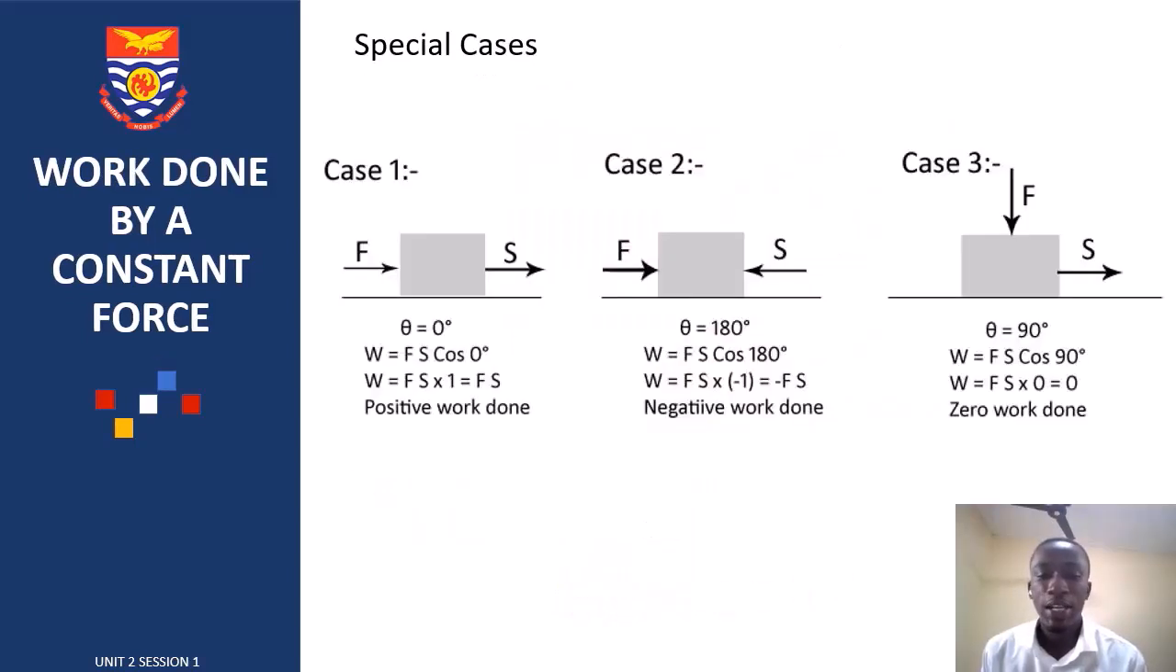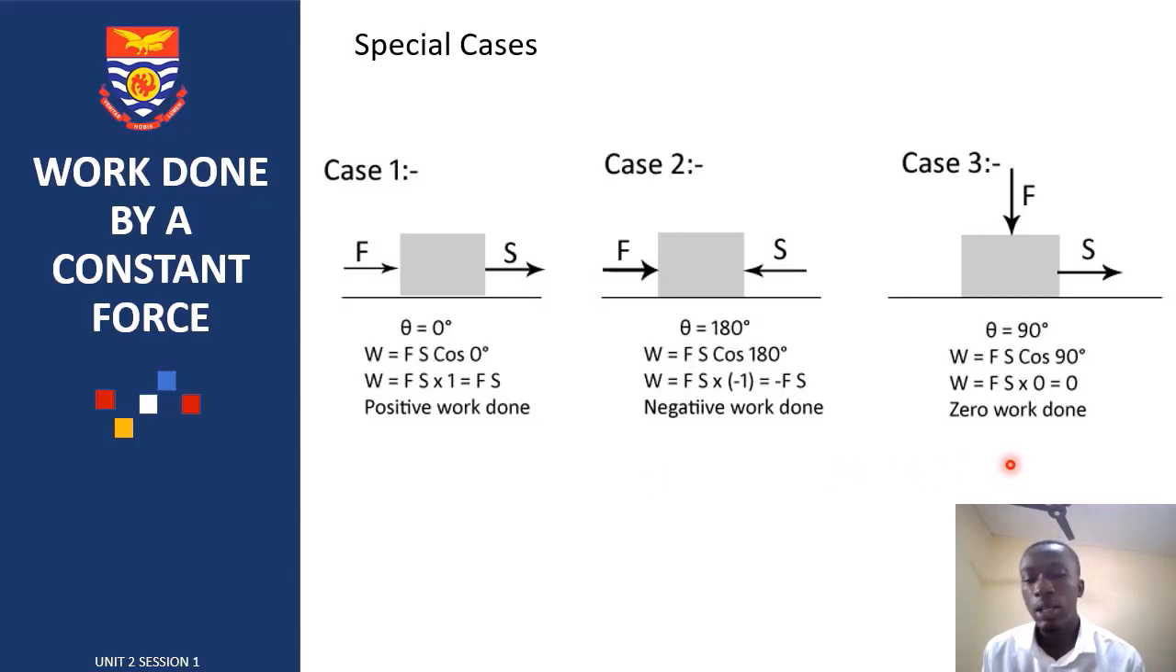Let's look at some special cases here, where the work done can be 0, positive, or negative. If theta, the angle at which the force is applied, is 0, then we say that the work done is positive. But in the other case, if theta is 180 degrees, then after finding the cos of 180, we are going to get negative, meaning our net work done will be negative.